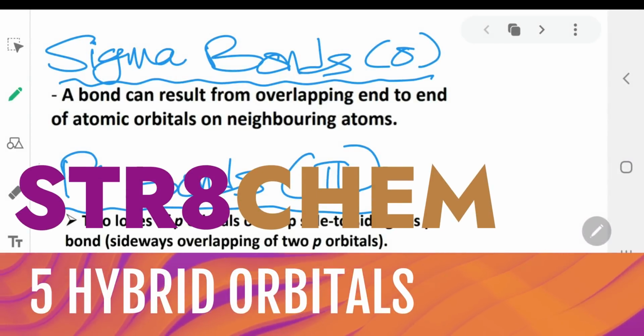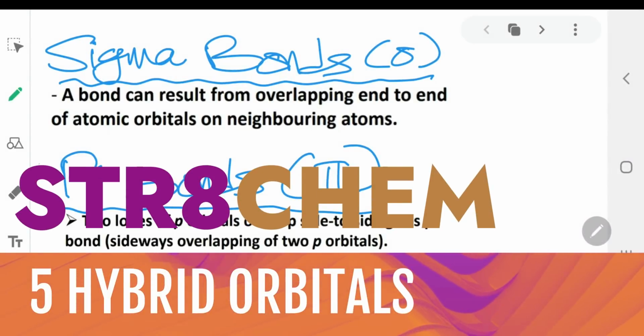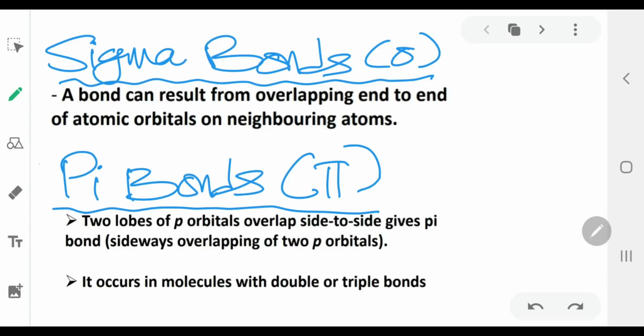Hello everyone, in this session of STR8CHEM, we're going to look at orbitals. But before we go there, let's have a look at the key ideas of sigma bonds and pi bonds, so that it would be easier for you to understand why we need to know and learn about hybrid orbitals.